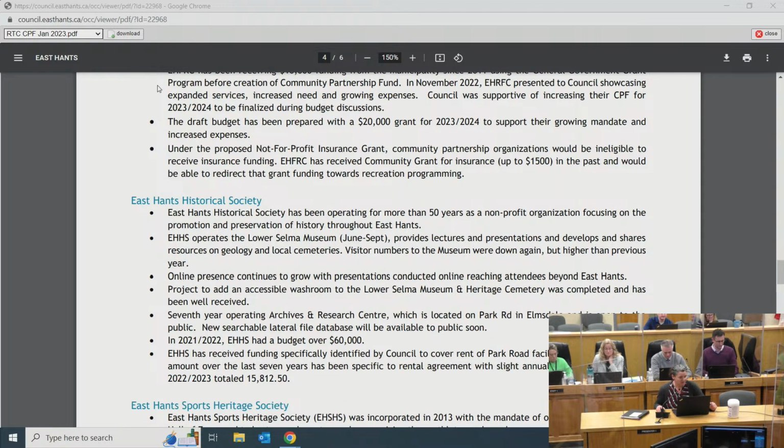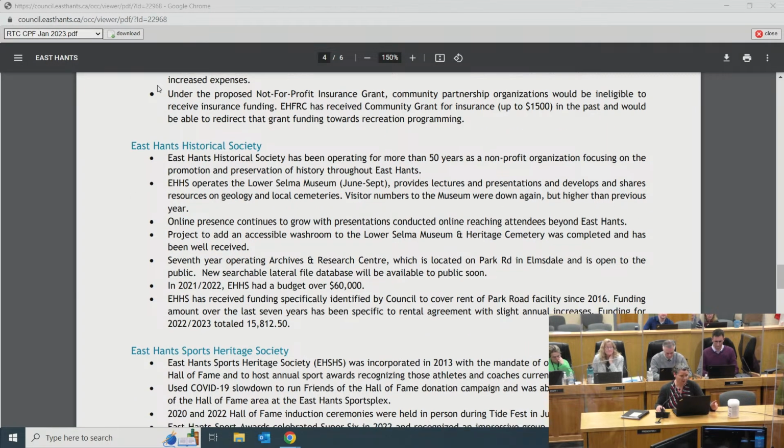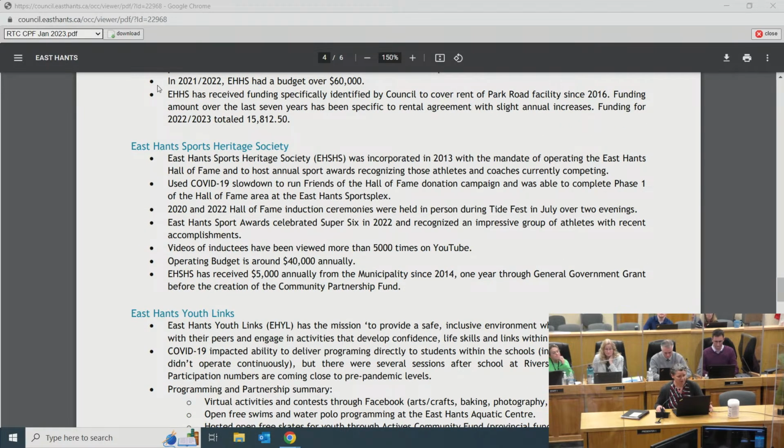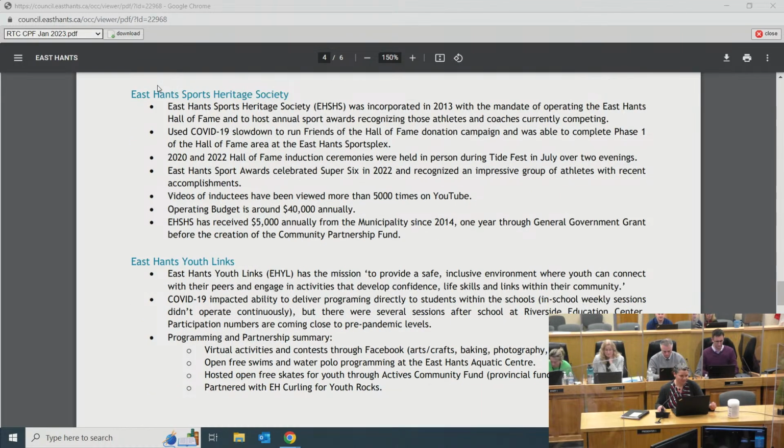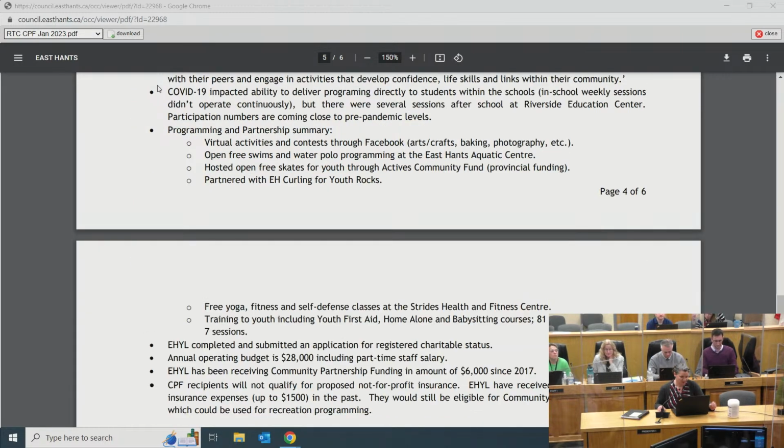The Historical Society, they have received typically in the amount of around $15,000. This year's budget number is just over $16,000, and it's based on the rent specific for their Park Road facility, as they have been doing since 2016. And the Sports Heritage Society is ticking along. They had some really great movement this year after COVID had slowed them down, and they are appreciative of their funding for sure. East Hants Youth Links, again, they're a group that is fairly active.